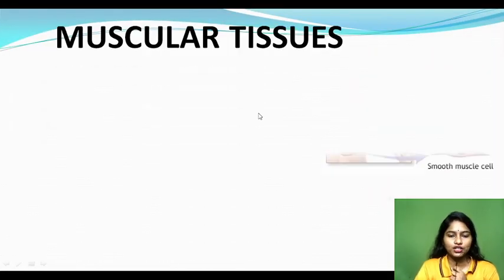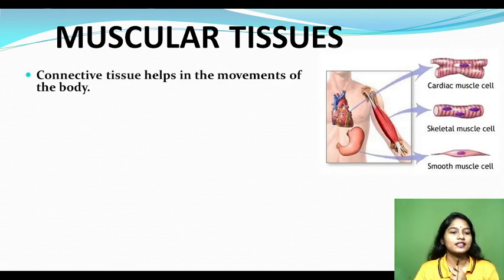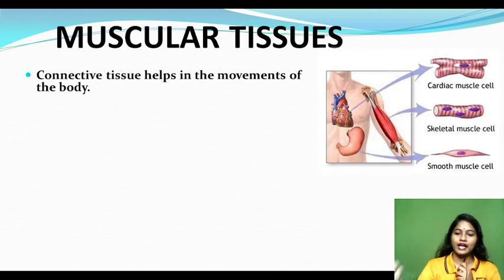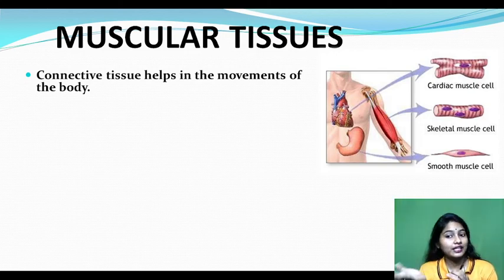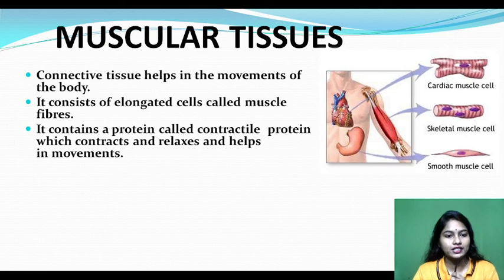So what are muscular tissues? By their name you can guess, right? These are tissues that help in the movement of the body. See, I am moving my hand with the help of some muscles, right? These muscles are made up of muscular tissues or muscle tissues. They consist of elongated cells called muscle fibers, and they contain a protein called contractile protein, which contracts and relaxes and helps in movement.